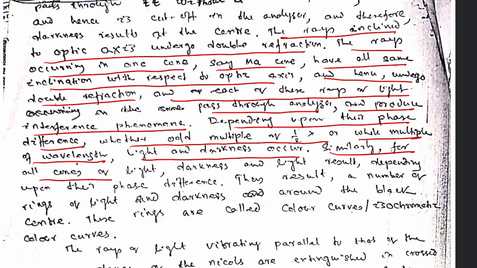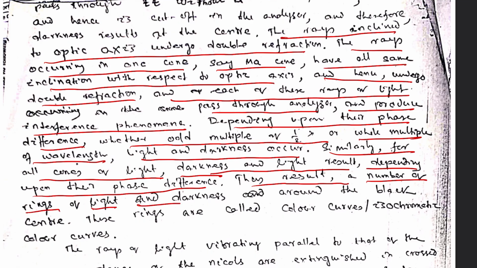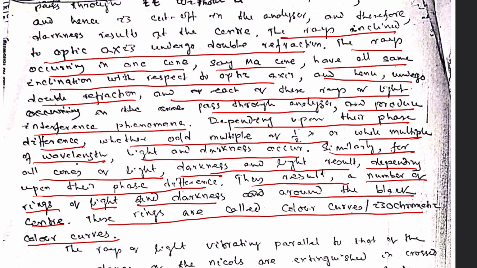Similarly, for all cones of light rays, darkness and light result depending upon their phase difference. Thus, a number of rings of light and darkness result around the black center. These rings are called colored rings, colored curves, or isochromatic colored curves.